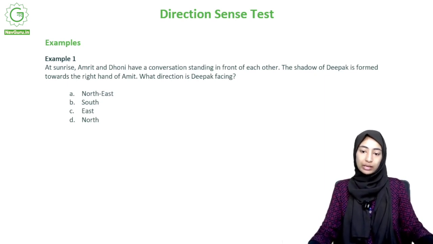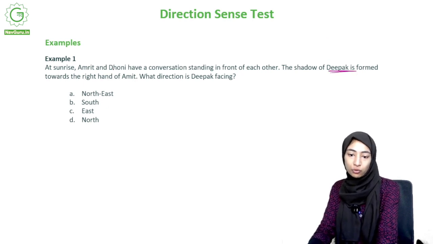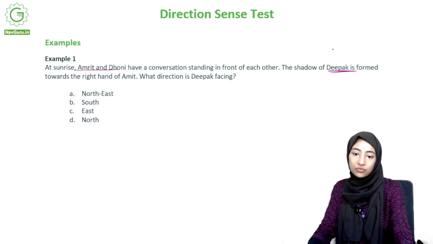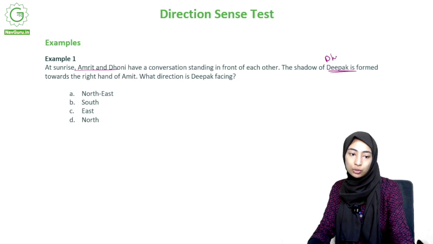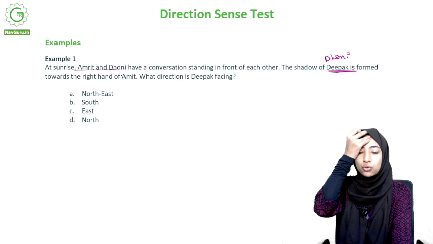We have done a quick recap, right? At sunrise, Amrit and Dhoni have a conversation standing in front of each other. The shadow of Deepak is formed towards the right hand of Amit. What direction is Deepak facing? Okay, I think here this person would be Dhoni, because Deepak has not even been mentioned before, right? So the shadow of Dhoni is formed. This is not Deepak, this has to be Dhoni, because Deepak has not been mentioned again. That would be a mistake in the question, right? Just know that this is how it is.